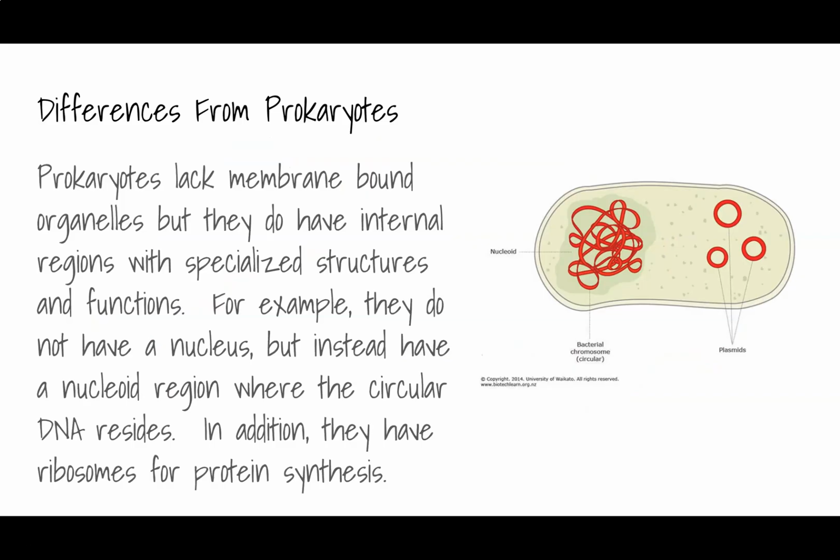So let's see. Differences from prokaryotes. Prokaryotes lack membrane-bound organelles. So eukaryotes have a nucleus. Eukaryotes have endoplasmic reticulum, lysosomes. They have all of these membrane-bound Golgi apparatus, things like that. If you notice, prokaryotes do not have that. They have a nucleoid region where you will have your chromosome or your DNA. They also have these things called plasmids, which they do have the ability to actually kind of share with their neighbors. That's not what we're talking about here.